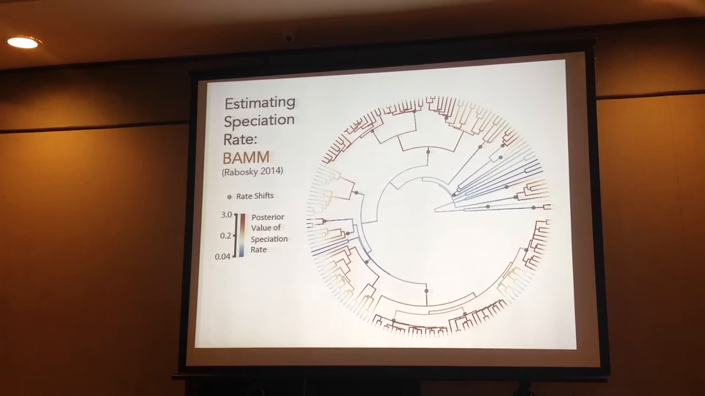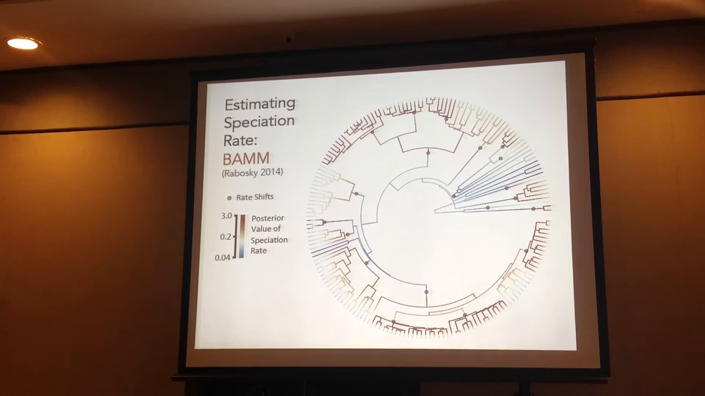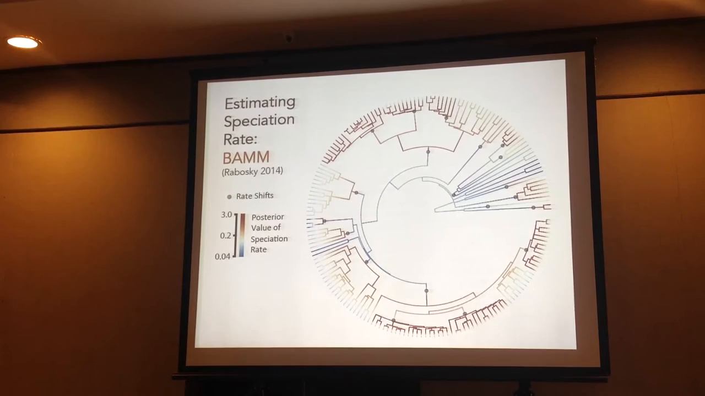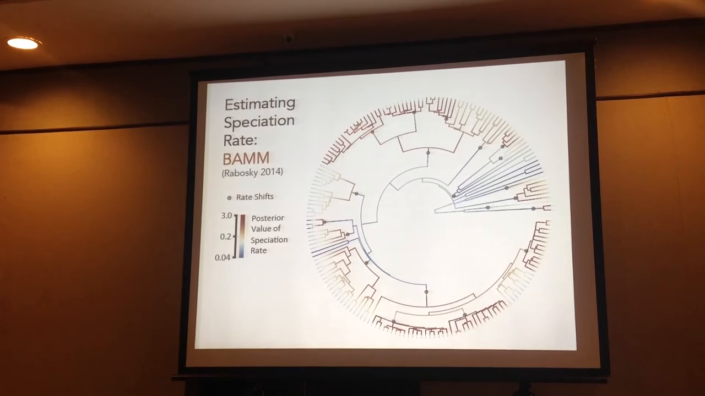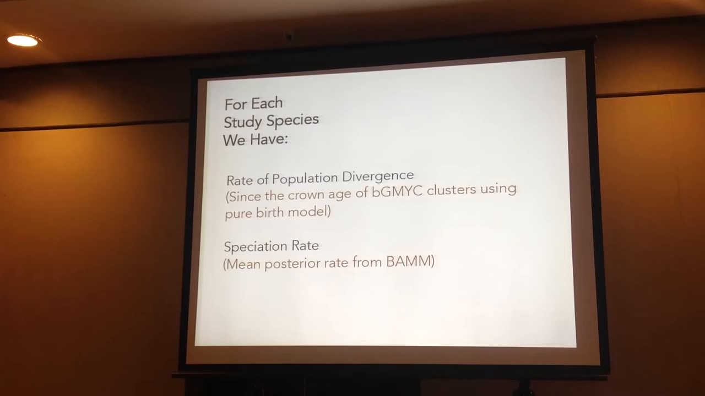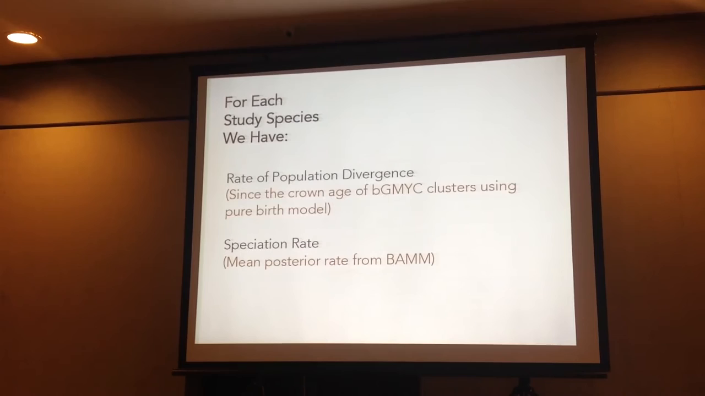So this is a plot of the BAMM results, where I've pruned the tree down just to our 177 study species for which we have phylogeographic data. And you can see there's quite a bit of variation, with red colors indicating high rates of speciation, blue colors indicating low rates. So now for our 177 species, we have a rate of population divergence over a short time scale, as well as an independent speciation rate over a deeper evolutionary time scale.